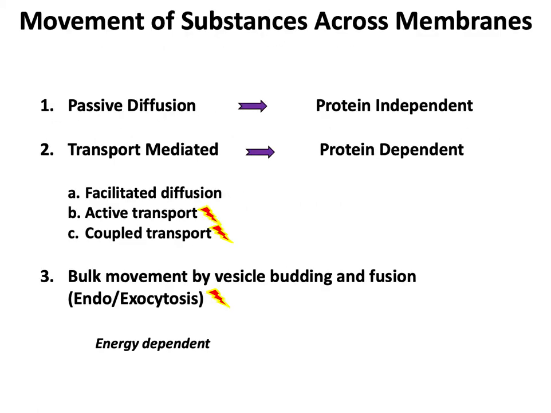So the cells can move substances across membranes by a number of processes. They can use passive diffusion, which does not depend on the existence of any protein. Then there are transport-mediated movements of substances across membranes. The characteristic of this transport is usually that protein transporters are involved. There are three subclasses of those: facilitated diffusion, active transport, and coupled transport.